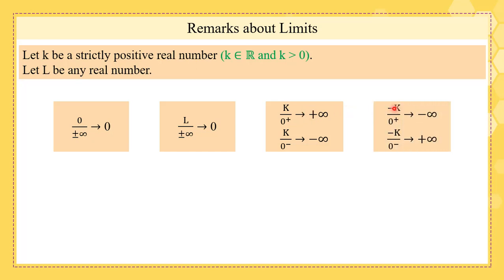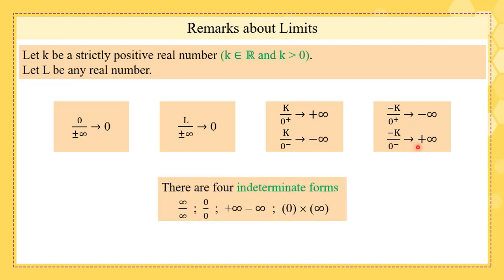Now here, if we have negative k over 0 plus, because we have something over 0, this tends to infinity, and minus over plus is a minus. And negative k over 0 minus tends to plus infinity. And we have 4 indeterminate forms, which are infinity over infinity, 0 over 0, plus infinity minus infinity, and 0 times infinity. Now later, we're going to see how do we deal with indeterminate forms.